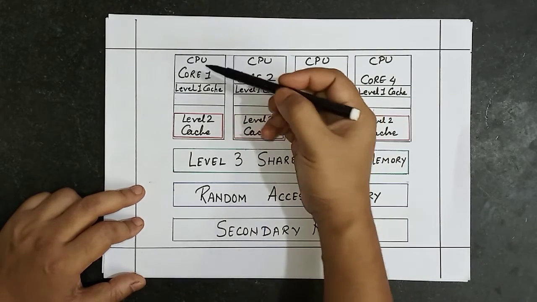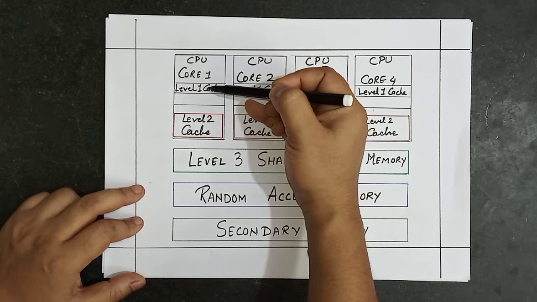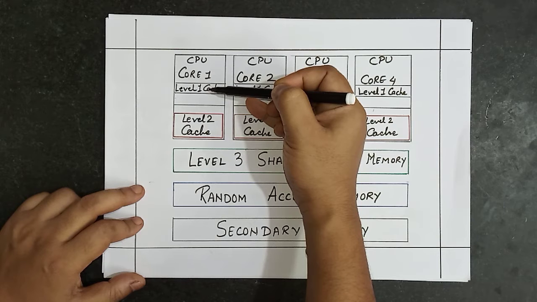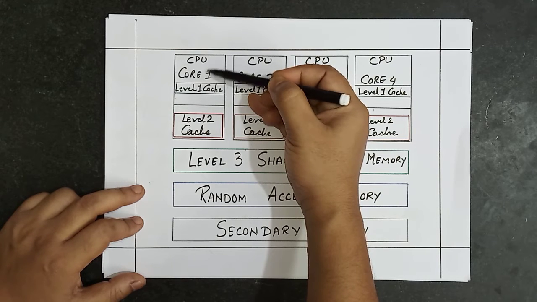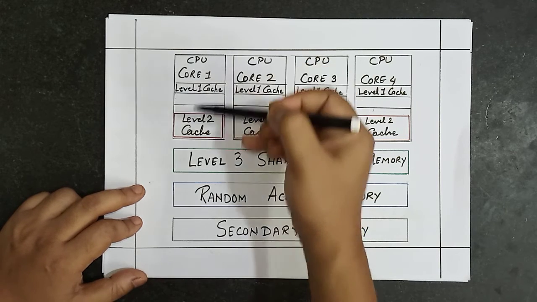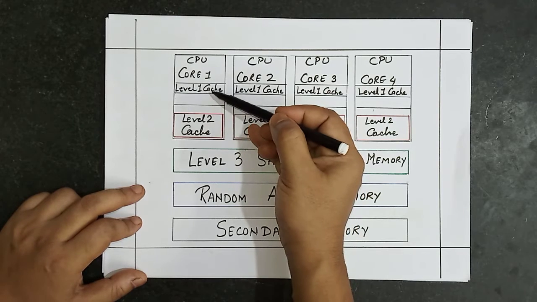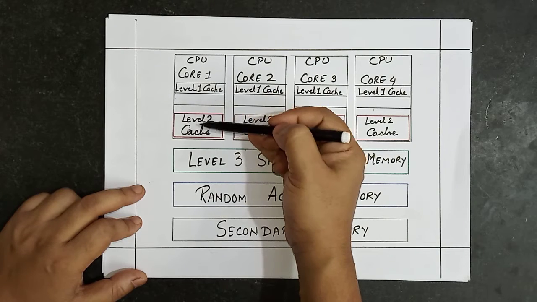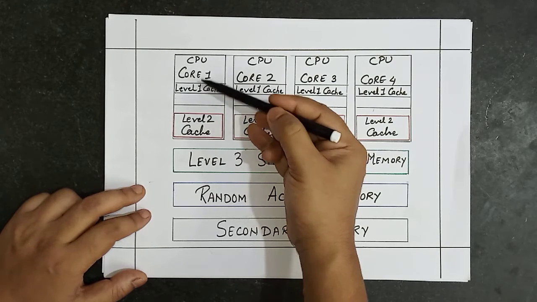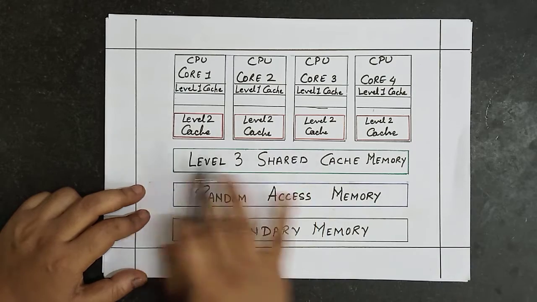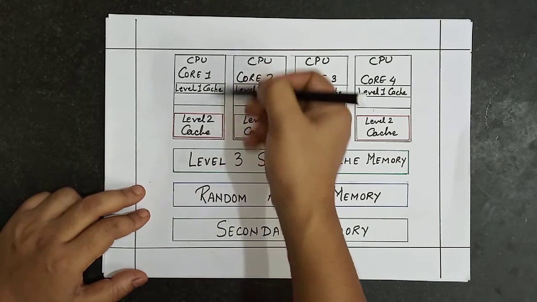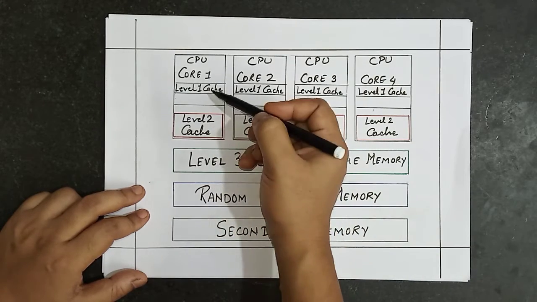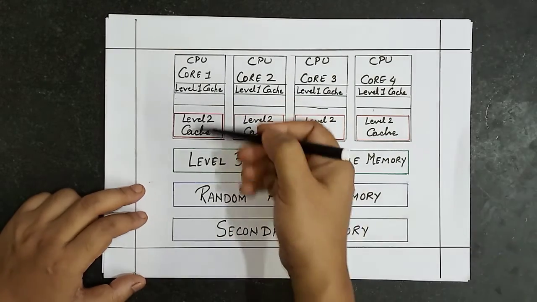Whenever the CPU is looking for data, first it will look in the level 1 cache memory. It is very close to the CPU, but the size is very small, and the access time, that is the latency time, is very low. Now let's talk about level 2. The size of level 2 is comparatively higher than level 1, but the CPU access time, the latency time, is higher. Again, the size of level 3 is higher, but the latency time of the level 3 shared cache memory is higher in comparison to the rest of the levels of cache memory.